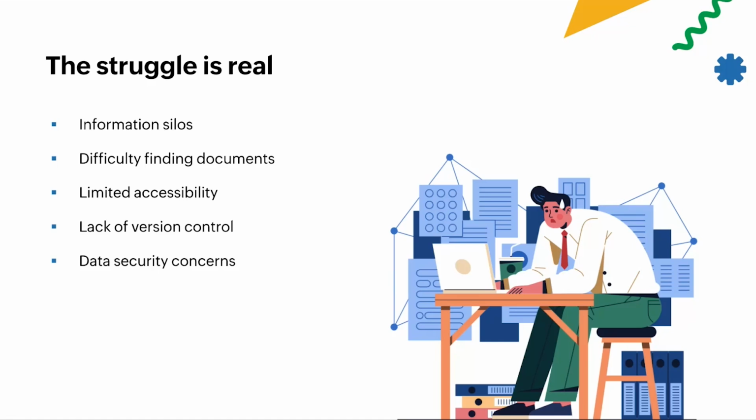When you manage these documents in multiple formats and multiple platforms, it becomes very difficult to retrieve the information when you need it. You find it very difficult to find the documents. So having all this data stored in a consolidated cloud storage platform or a document storage platform helps you to streamline the information flow.